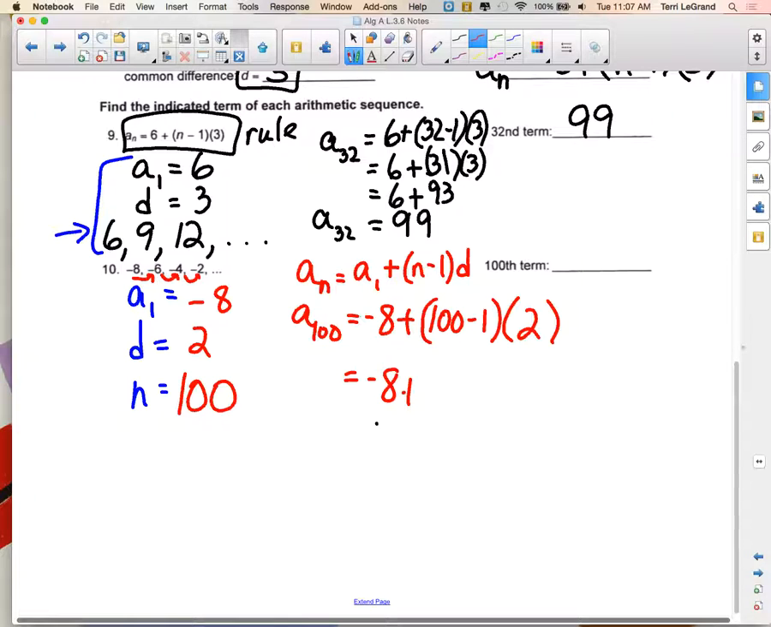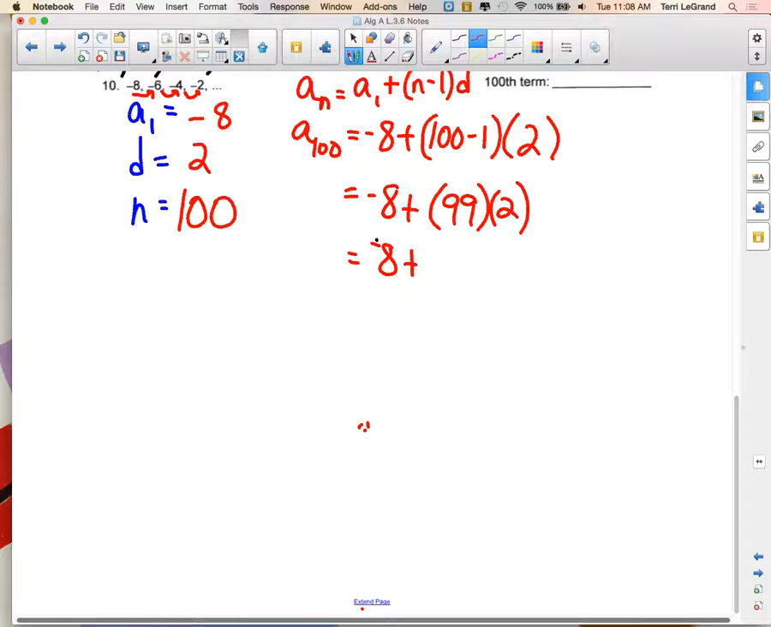So let's show the rest of our work then. Negative 8 plus, what's 100 take away 1? 99. Next step would be to multiply that 99 times that 2. What is 99 times 2? 198.